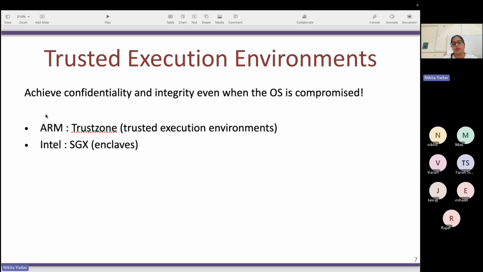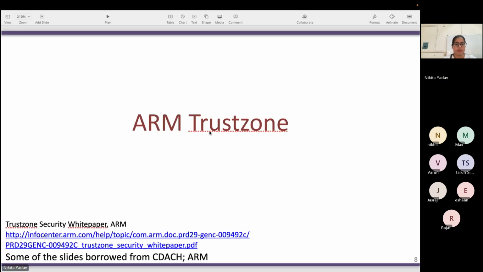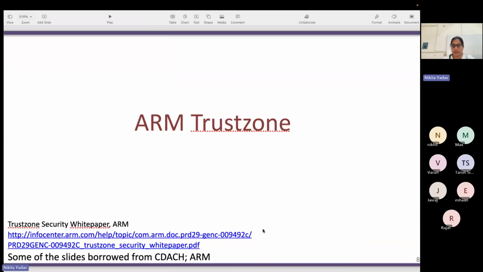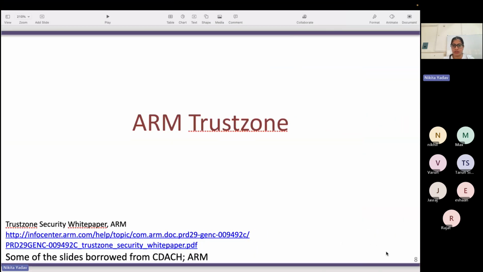But what we are going to discuss in detail today is ARM Trustzone, and see how it can be leveraged to enable a trusted execution environment. So now coming to ARM Trustzone, but before I go on with ARM Trustzone, is there any question related to trusted execution environment?